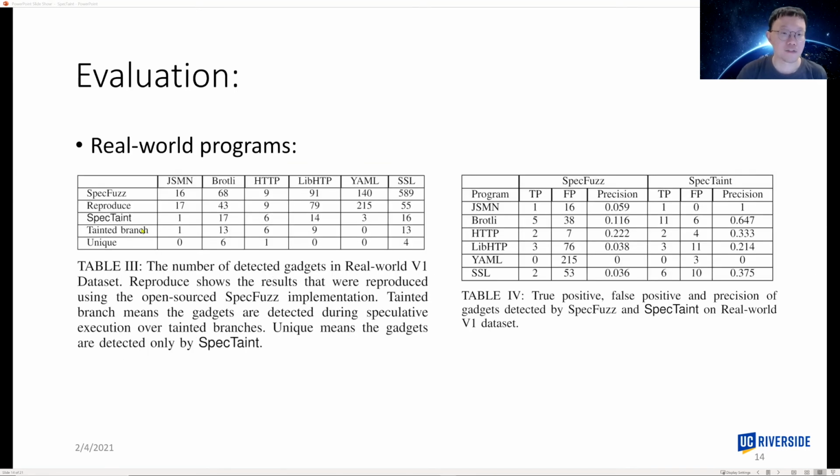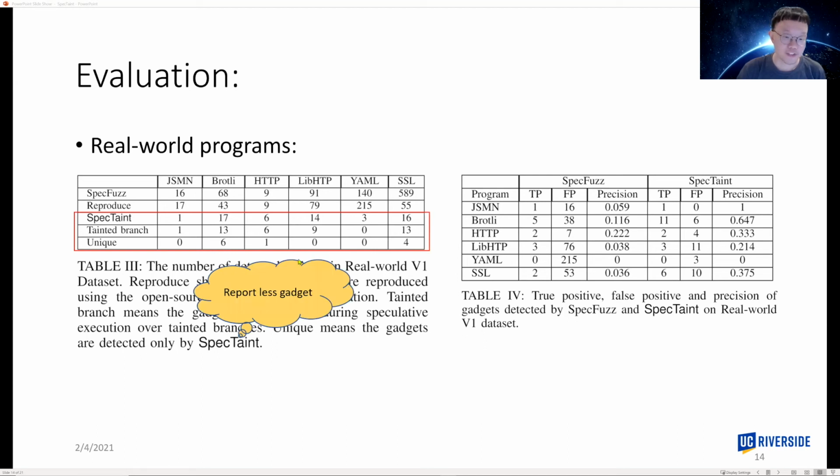Then we compare with SpecFuzz on 6 real-world programs without any inserted gadget. We first run SpecFuzz for 10 hours to reproduce the results reported in their paper. Then we use the same seed inputs to run SpecTaint. As can be seen in this table, SpecTaint reported fewer gadgets. To further understand the results, we manually inspect the gadgets reported by SpecFuzz and SpecTaint and verify the exploitability of those gadgets. As shown in this table, SpecFuzz produced many gadgets that are not exploitable, which are considered false positives, and SpecTaint has a much higher precision rate.